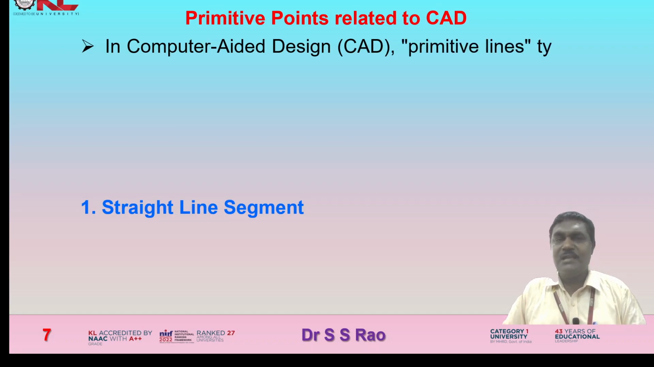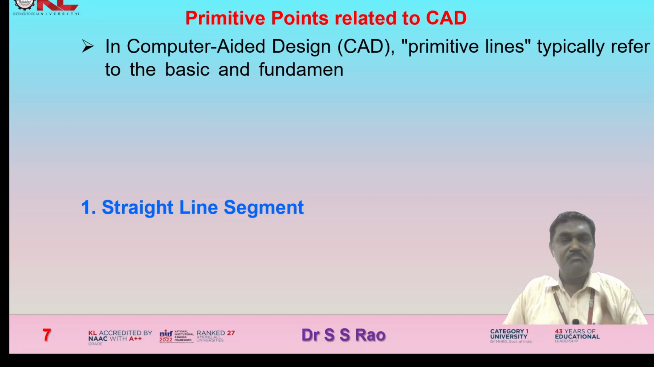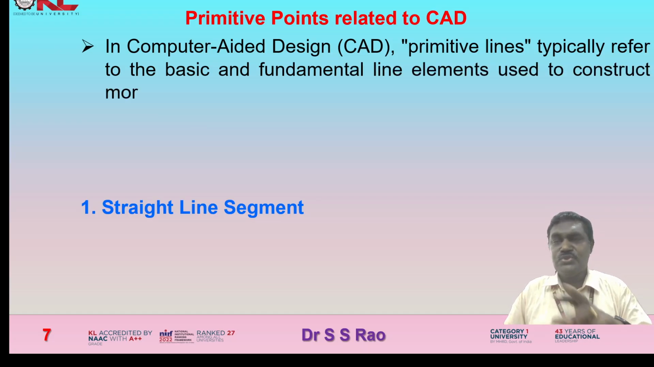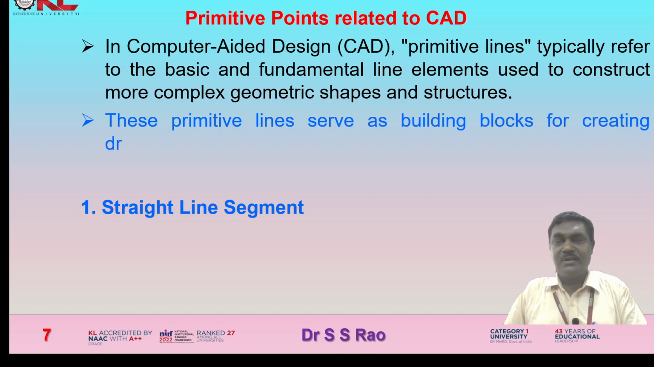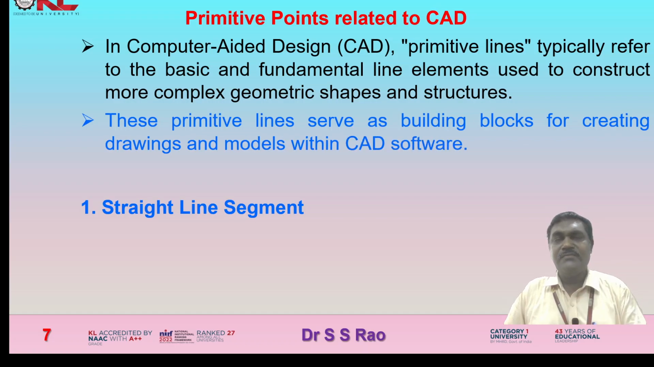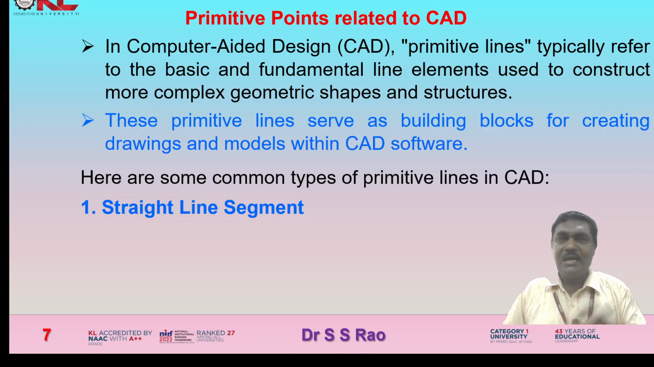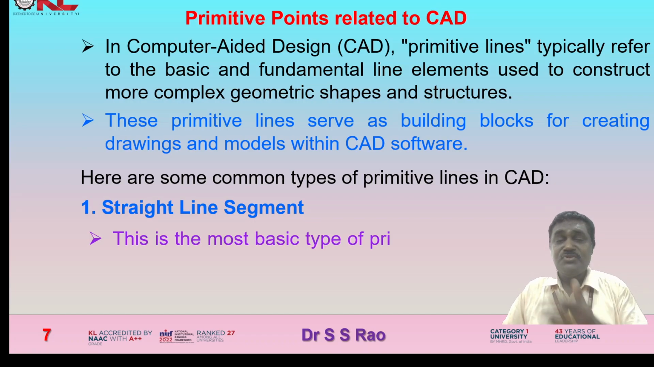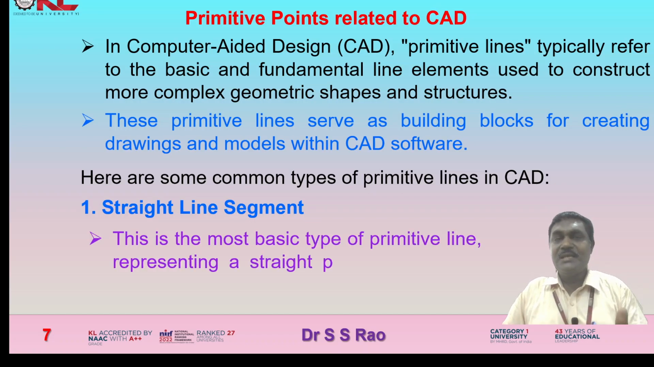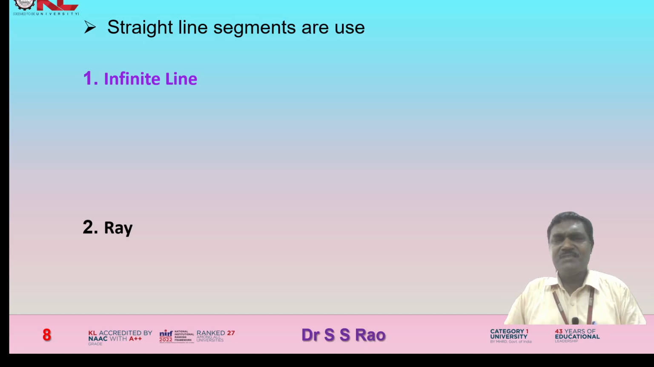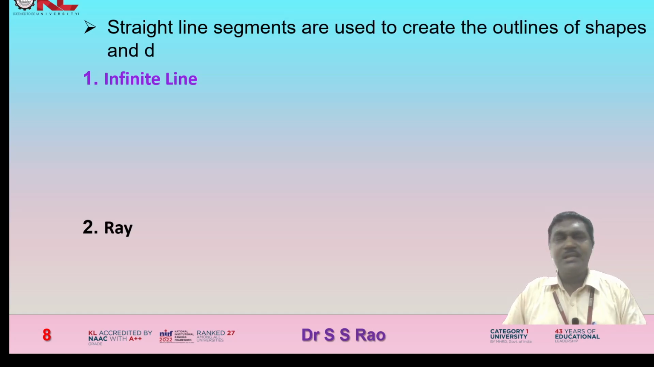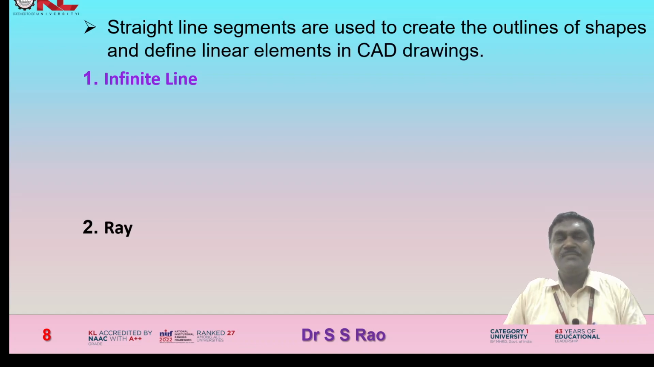In computer aided design, primitive lines typically refer to the basic and fundamental line elements used to construct more complex geometric shapes and structures. These primitive lines serve as building blocks for creating drawings or models within CAD software. Here are some common types of primitive lines in CAD. One is a straight line segment. This is the most basic type of primitive line, representing a straight path between two endpoints. Straight line segments are used to create the outline of shapes and define linear elements in CAD drawings.